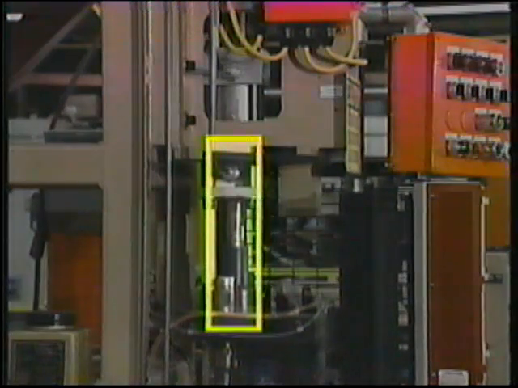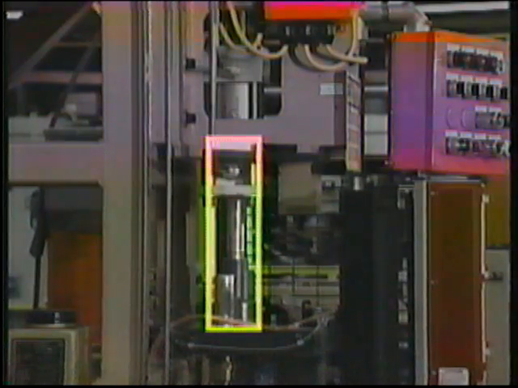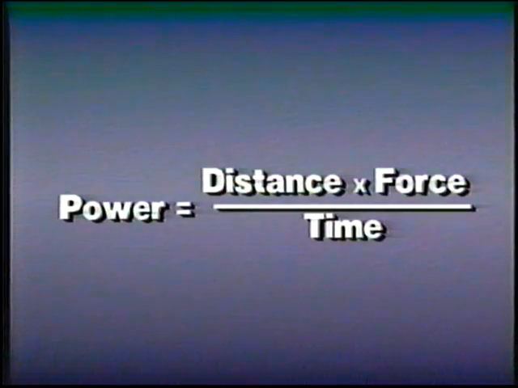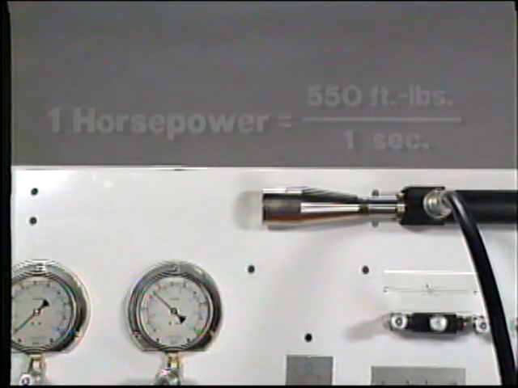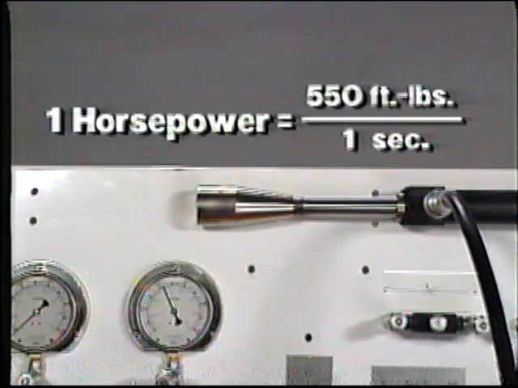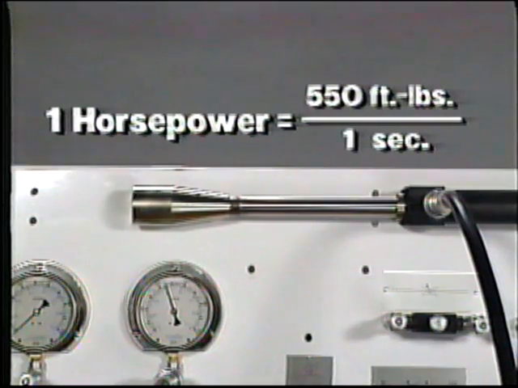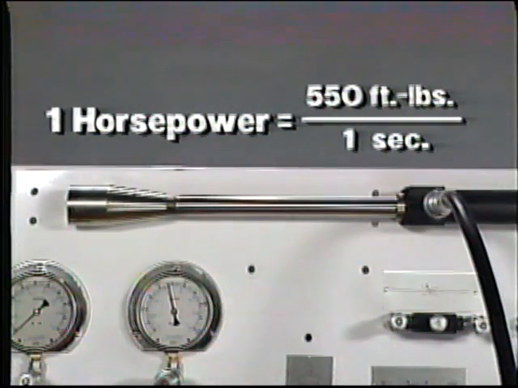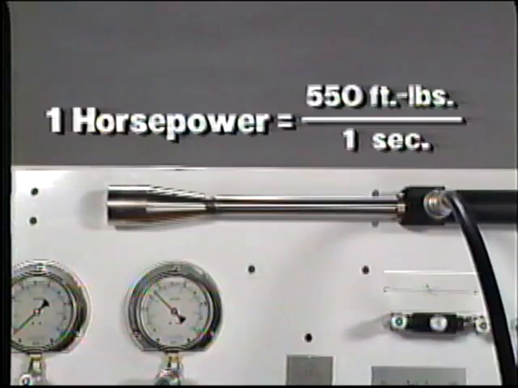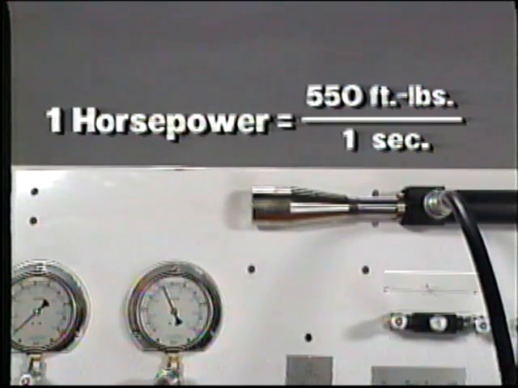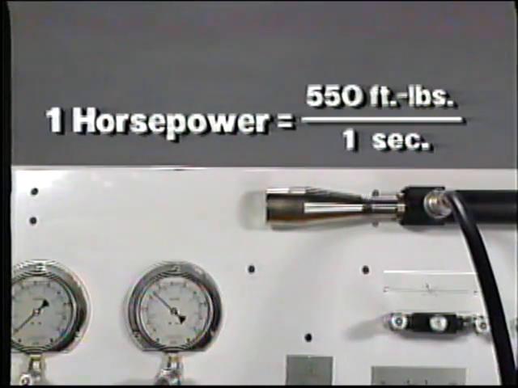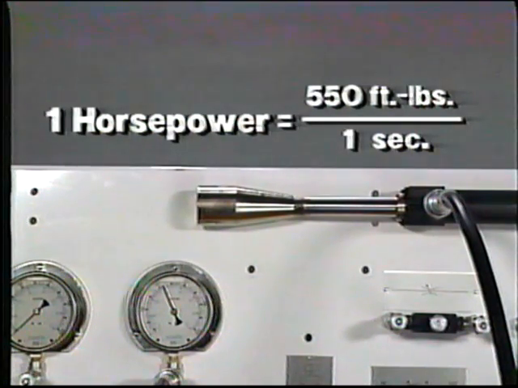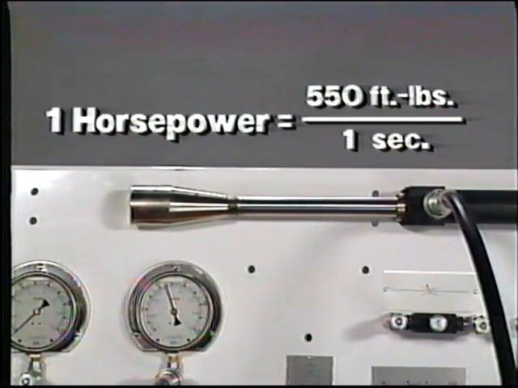Sometimes we need to be able to determine how much power is being generated in a hydraulic actuator. Remember from an earlier lesson that power is the amount of work done within a certain time, usually expressed as horsepower. 1 horsepower is equal to 550 foot-pounds of work per second. If an actuator moves 550 pounds 1 foot, we say it has done 550 foot-pounds of work. And if it does that work in 1 second, we say it has produced 1 horsepower.